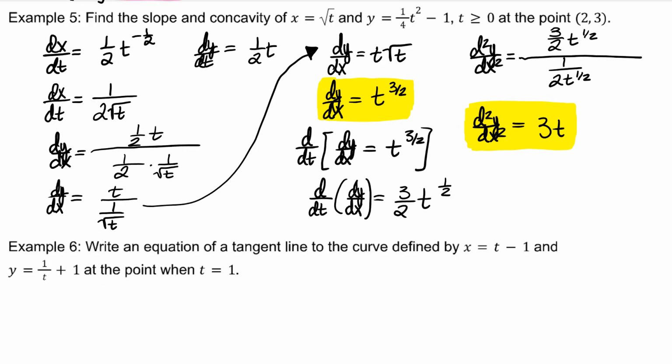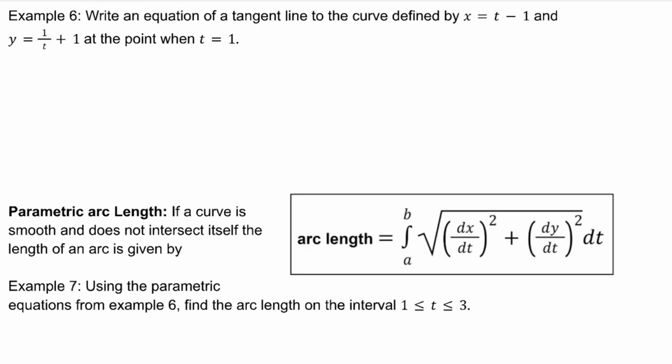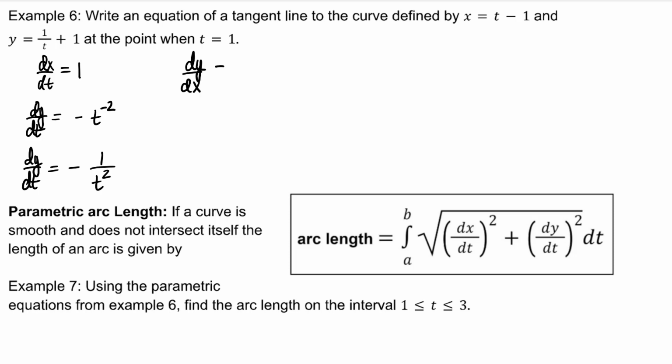Write an equation of a tangent line to the curve defined by x equals t minus 1 and y equals 1 over t plus 1 at the point when t equals 1. Begin by deriving each with respect to t. This would make dy dx negative 1 over t squared divided by 1. If we evaluate that at t equals 1, we'll get a result of negative 1.